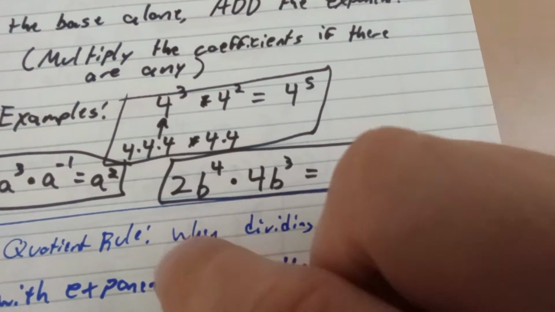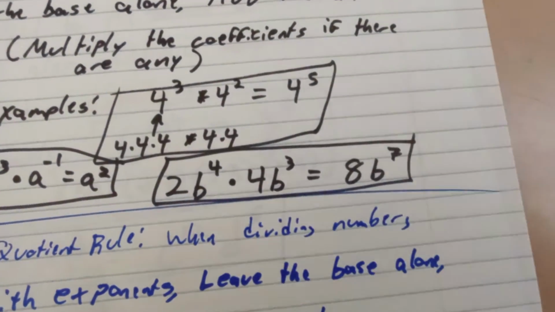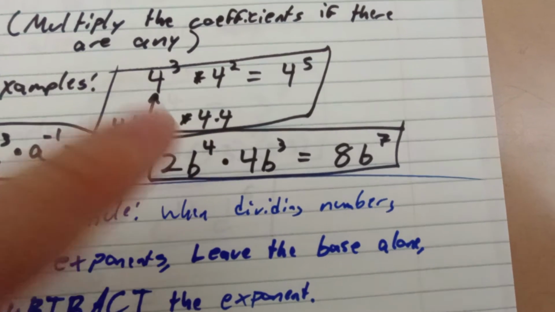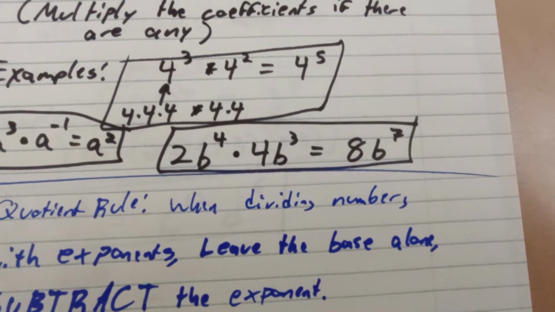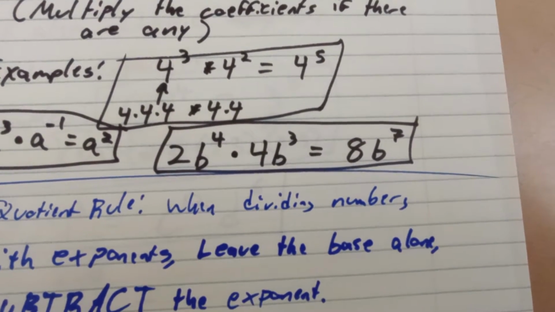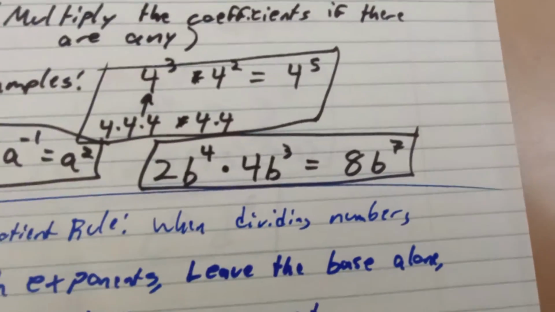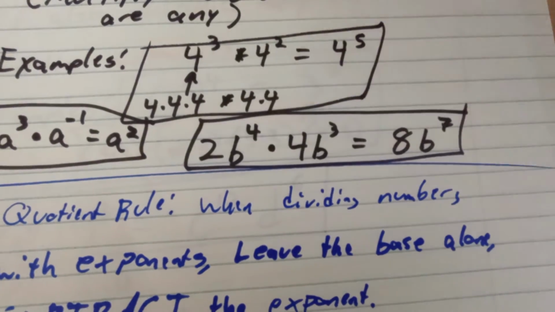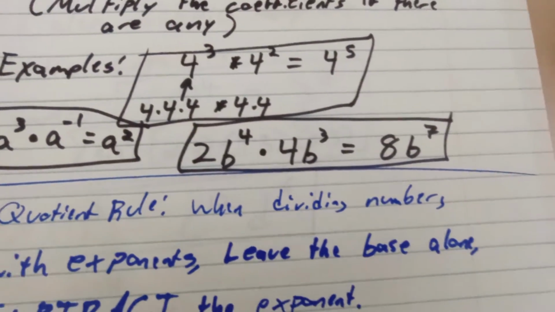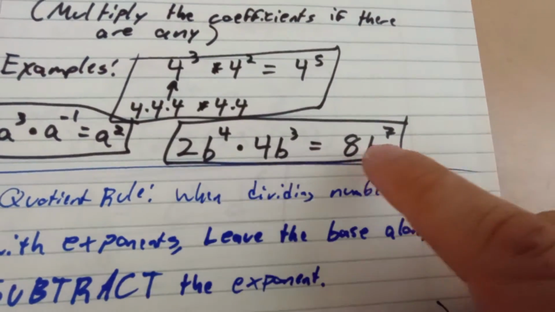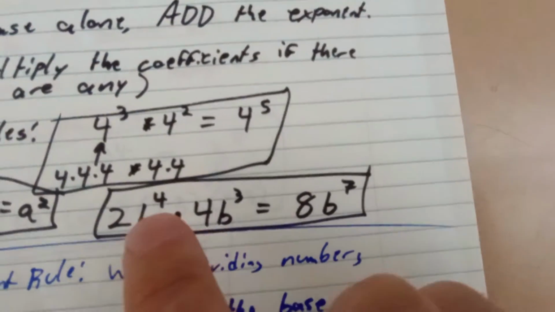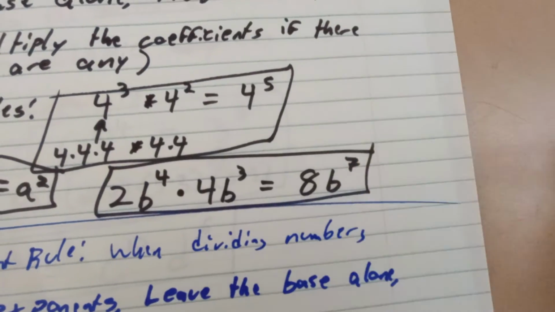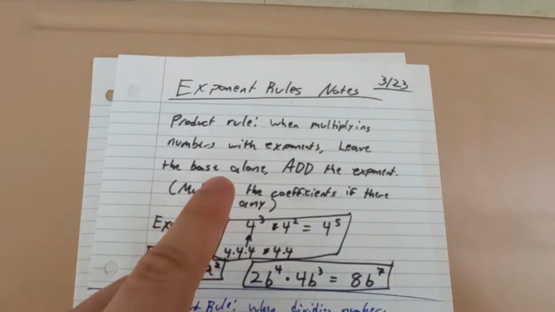After all, if we read this whole problem out, we would read it as 2 times b to the fourth power times 4 times b to the third power. So we could rearrange this problem and go ahead and do the 2 times the 4. That's why we're allowed to do that with this problem. So we multiply those to get 8, and we combine our exponents, b to the fourth and b to the third, to get b to the seventh. And that's it for the product rule.